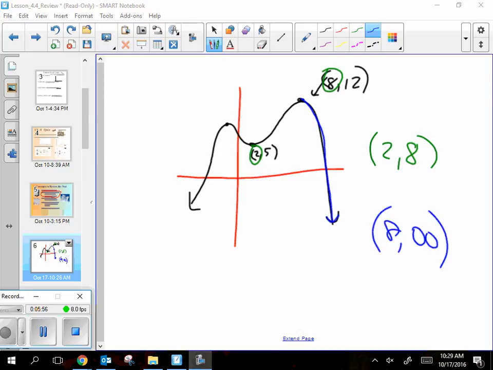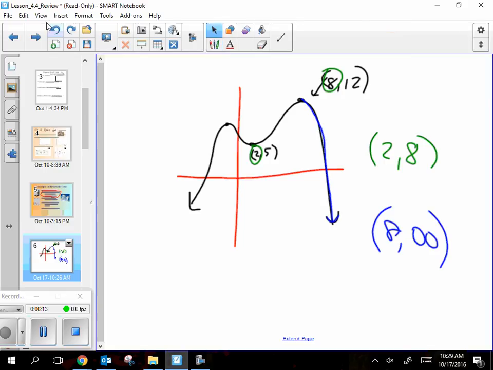And why? What do you think is a common wrong answer, one I have to mark wrong? 8 to negative infinity, because they think it's going down. But these are x values. And the x value is not heading towards negative infinity. It's heading towards positive infinity.